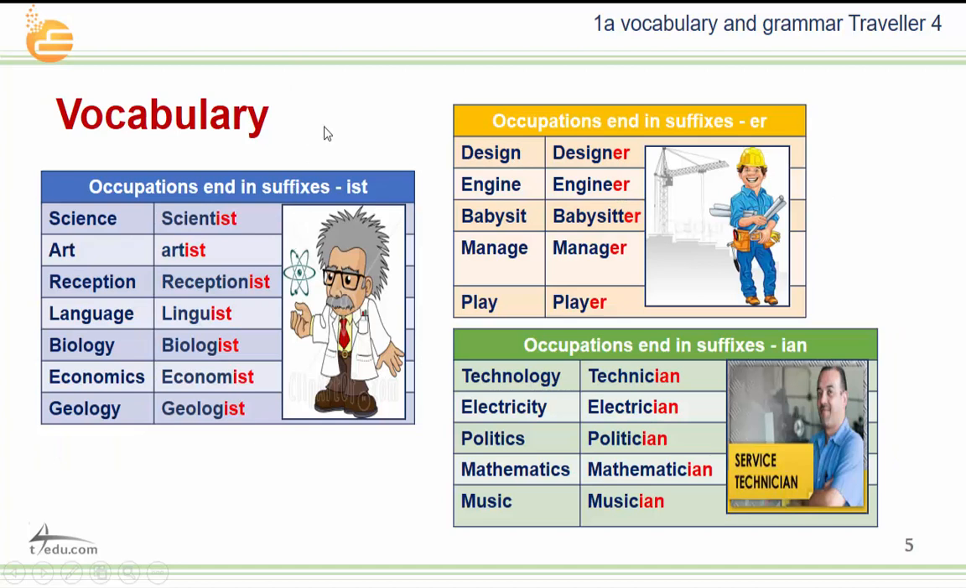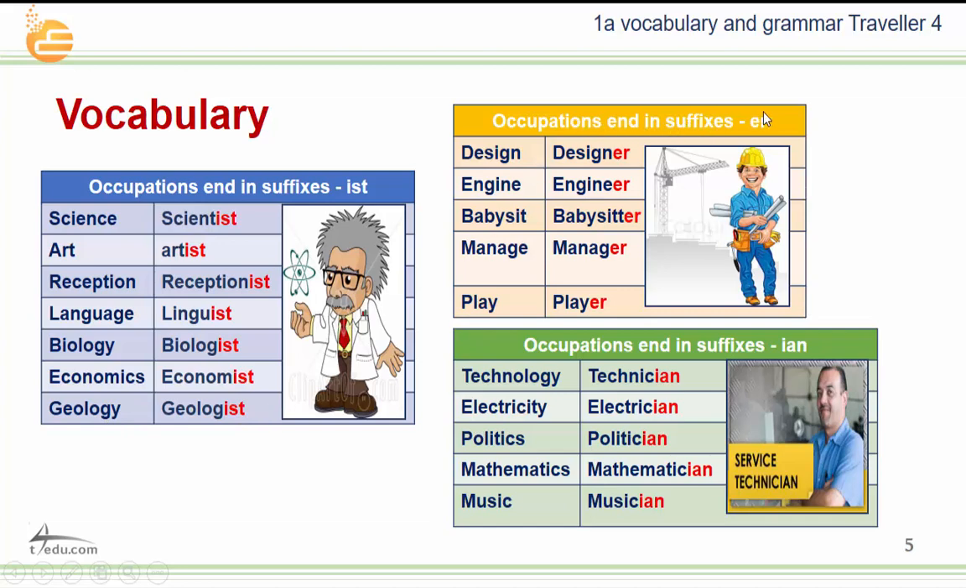And here we have many occupations. These occupations end in the suffix -ist, and these occupations end in the suffix -er, and these occupations end in the suffix -ian. Science, scientist. Art, artist. Reception, receptionist. Language, linguist. Biology, biologist. Economics, economist. Geology, geologist.